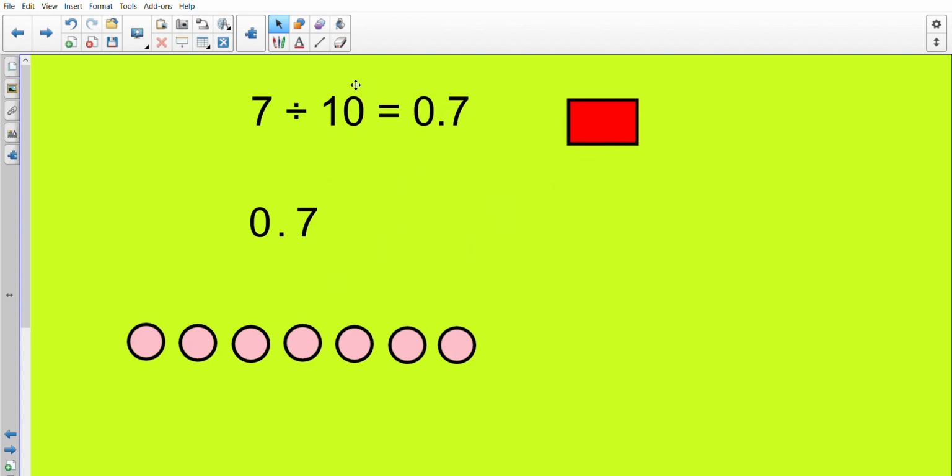So if it's a 10, we hop one place to the right. And again, we'll use estimation as well. So 7 split amongst 10 people, each is going to give you an answer less than 1, isn't it? Just in case you get confused and end up going the wrong way and getting 70.